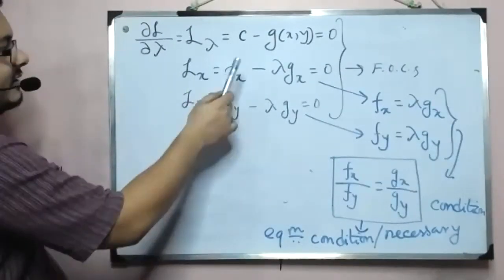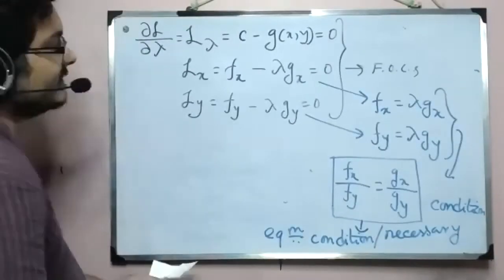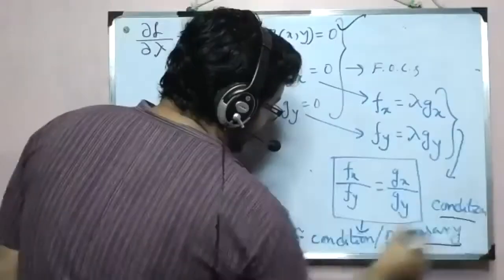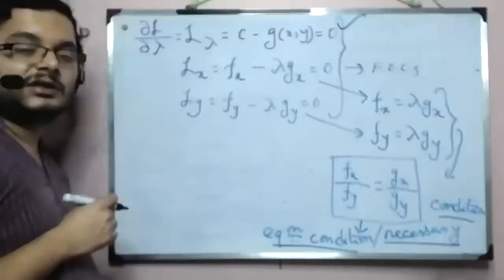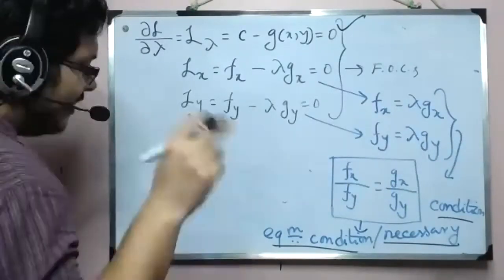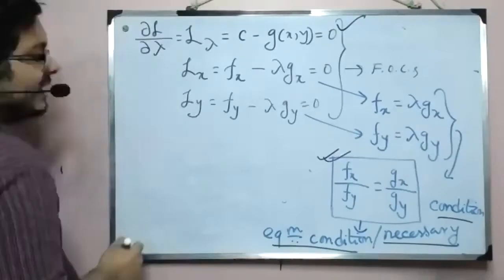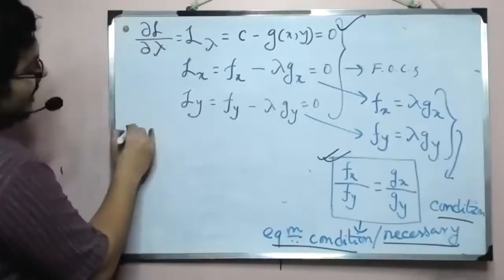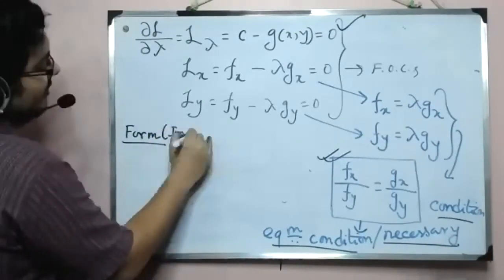So this is my necessary condition, and this one is my constraint, right? With these two I will get the optimum value of x and y. Now one thing that I must say is, look at this condition. This condition can be written in many forms, and at least one of the forms is very important.